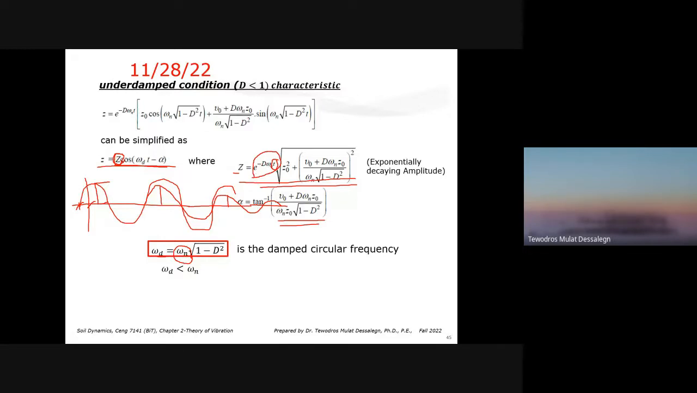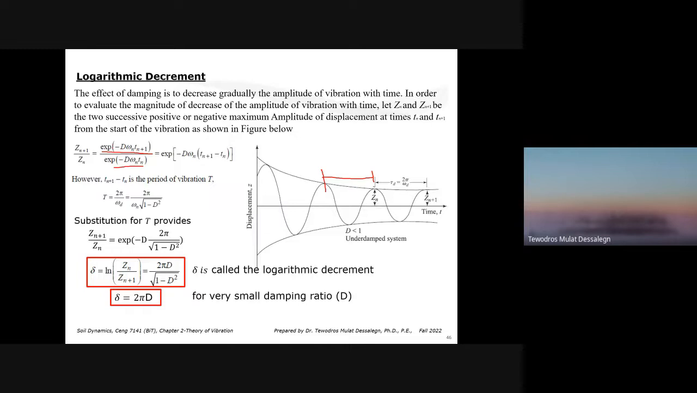Exponent minus dWnt. So if you divide the two amplitudes, this is what you'd get: exponent minus dWn Tn plus 1, the amplitude at Tn plus 1 compared to the amplitude at Tn, which means the ratio of these two amplitudes. Then it is exponent of Tn plus 1 minus Tn times minus dWn. But Tn plus 1 minus Tn, what is this? This is just a period.